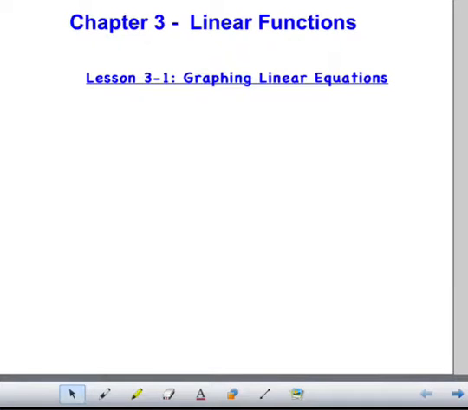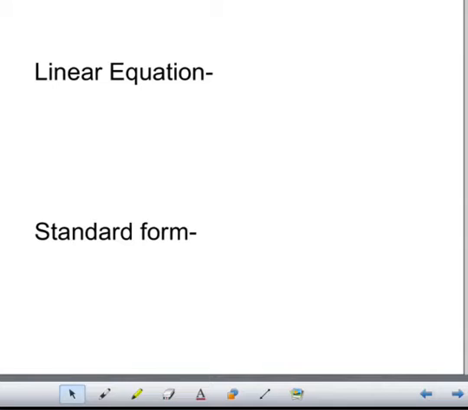Your first video for Chapter 3. In Chapter 3, we're going to talk about linear functions, okay? Equations of a line is basically all that is. So let's first off talk about just a couple of definitions that you'll need to know.